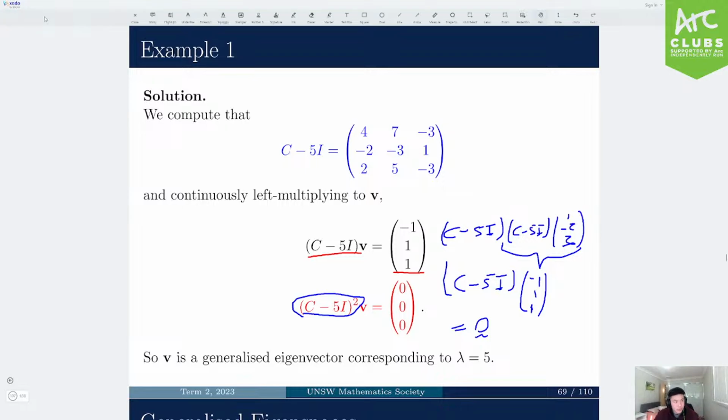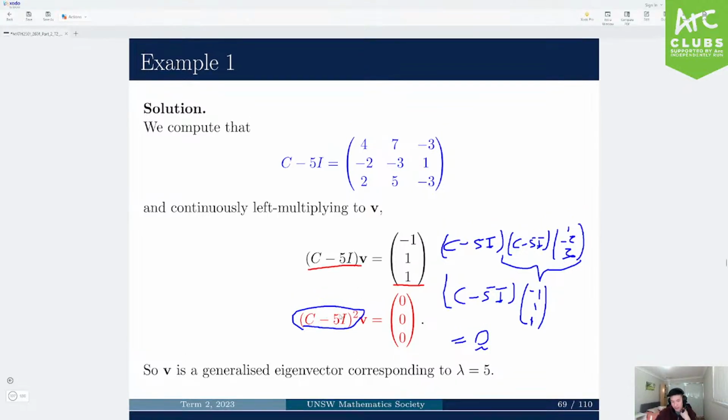And since (A minus 5I) squared times v is equal to 0, that's going to tell us that v is a generalized eigenvector corresponding to lambda is 5.